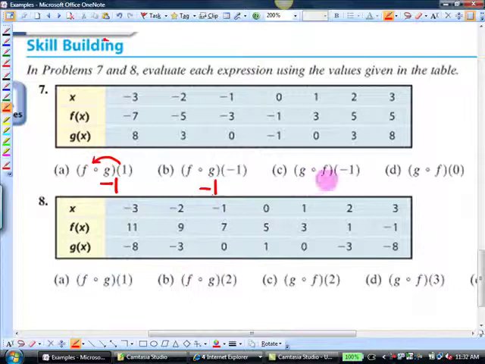All right, g of f of -1. -1, and f of that is -3. We go to -3 on the x and 8. So it's just a path that you're following. Start out at the x, go to the right one.